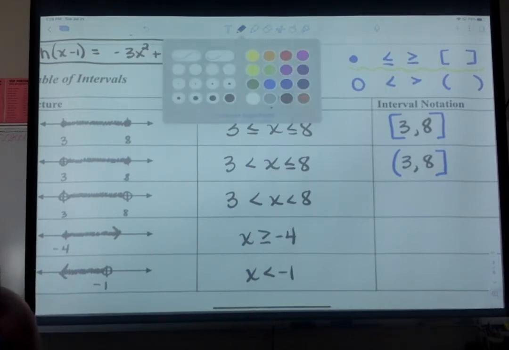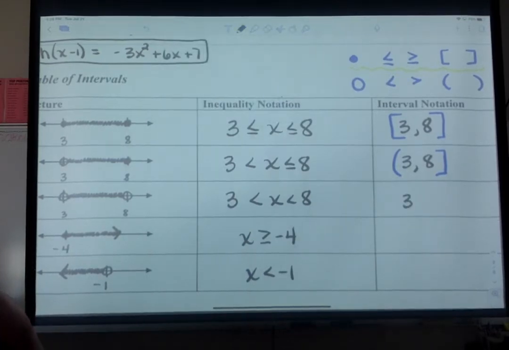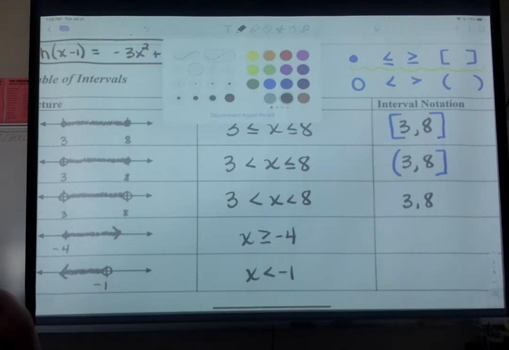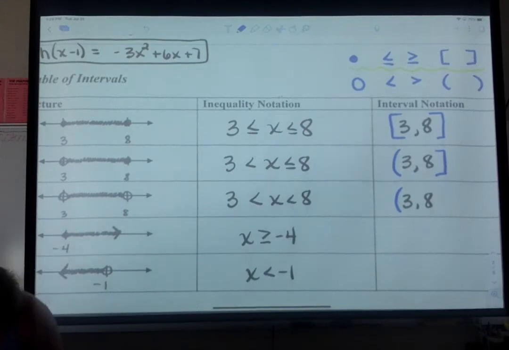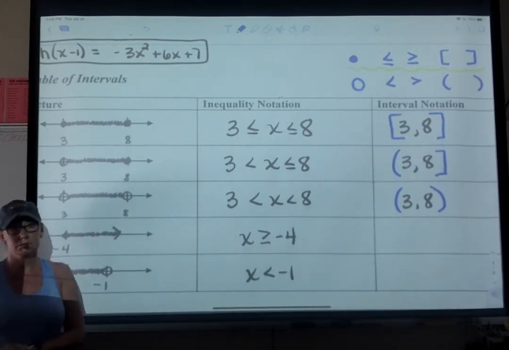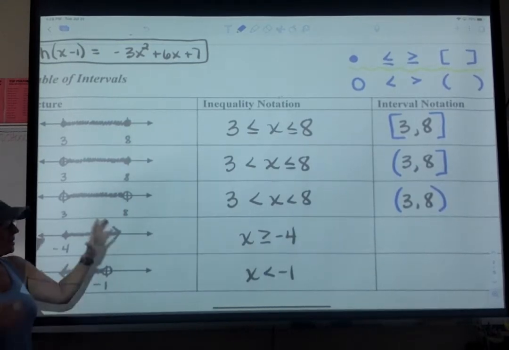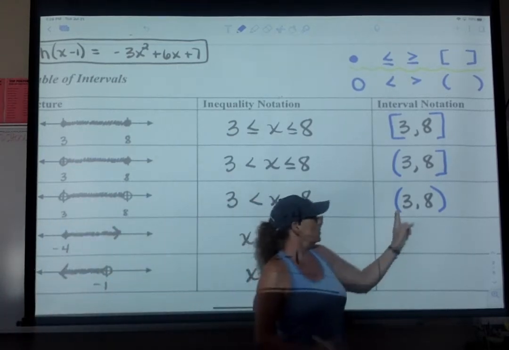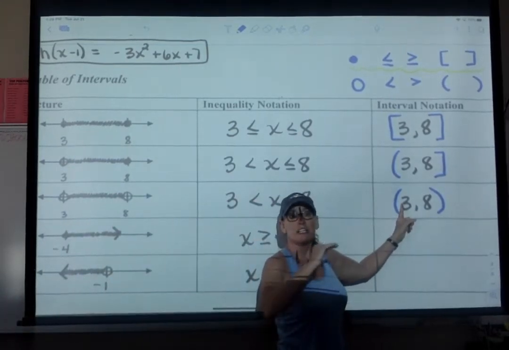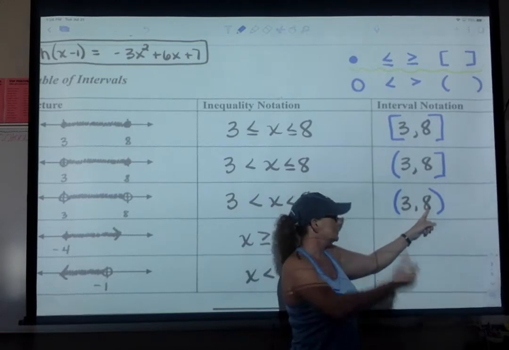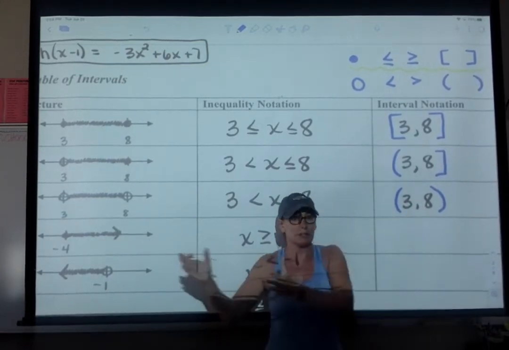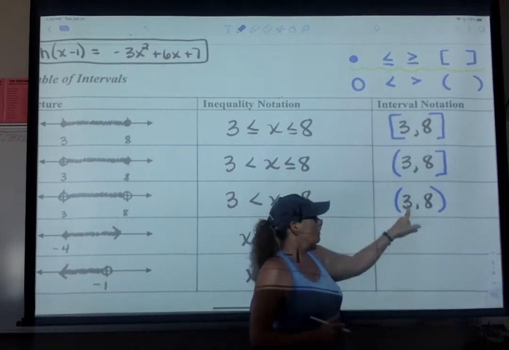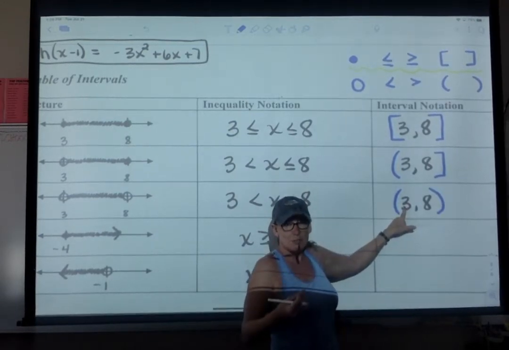I think you can do the next one. Start at 3, stop at 8. Do not include the 3. Do not include the 8. All right? Keep in mind, it's always, where does it start? Where does my shading start and where does it stop? So those are the numbers that I'm going to use. And we're always going to read left to right. So my smaller number always comes first.